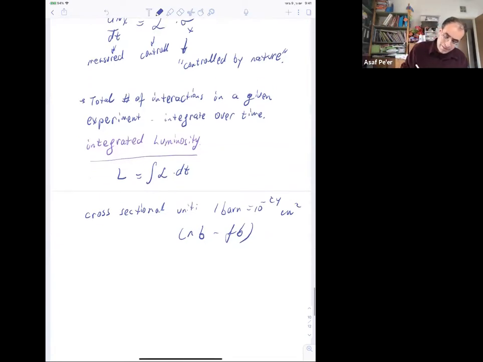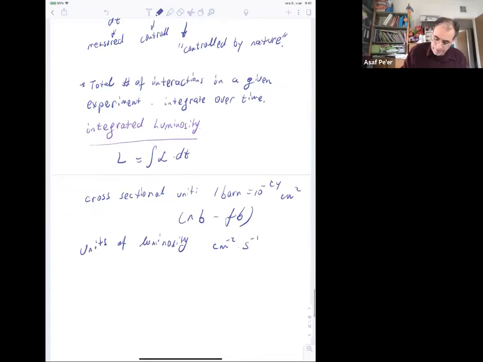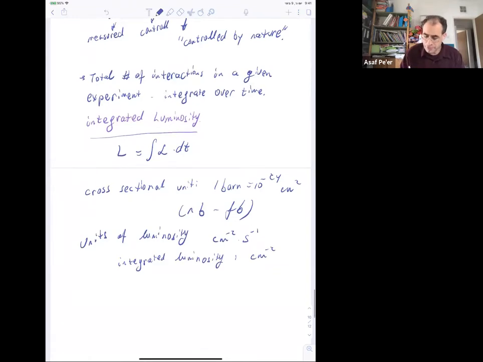For the luminosity, the units would be centimeter to the minus 2, second to the minus 1. And for integrated luminosity, let's integrate it over time, so it's just centimeters to the minus 2. Which more often will simply be femtobarn to the minus 1. And that depends on the experiment.